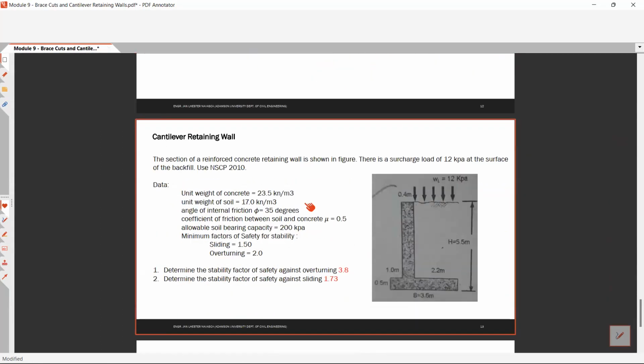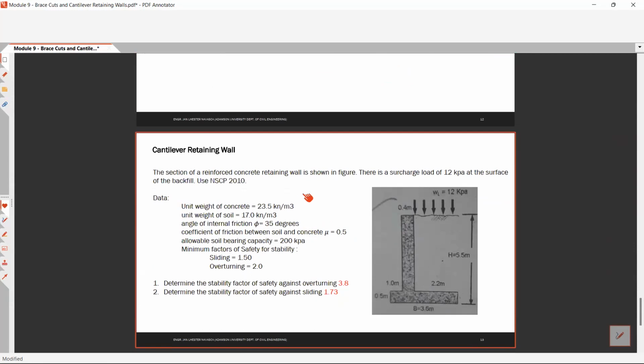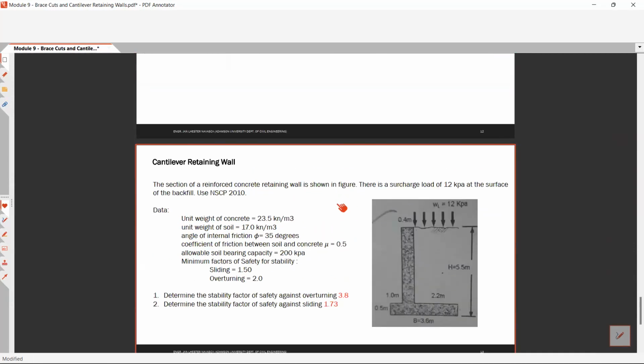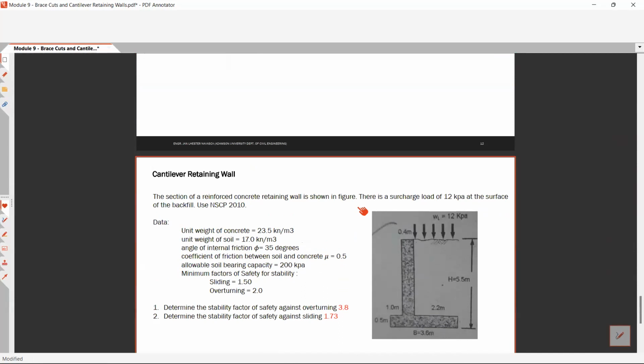We have here a cantilever retaining wall. So before I discuss the solution for the cantilever retaining wall, let us first understand what is a cantilever retaining wall and ano ba yung mga properties na ito. Okay, ano ba yung retaining walls? This one. Retaining wall.